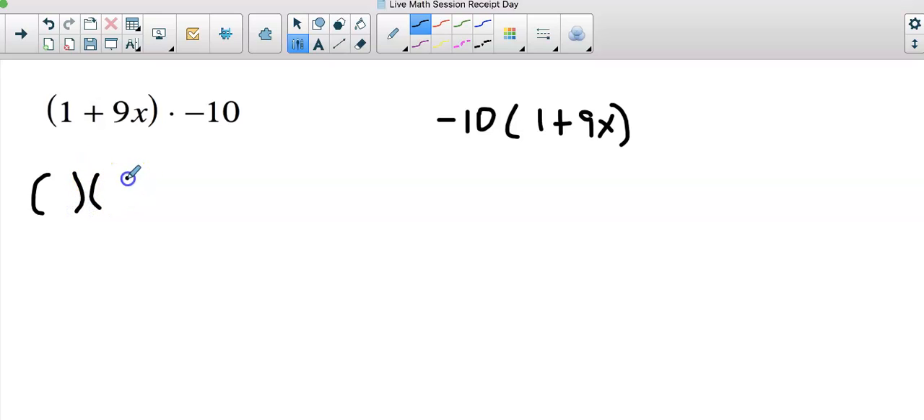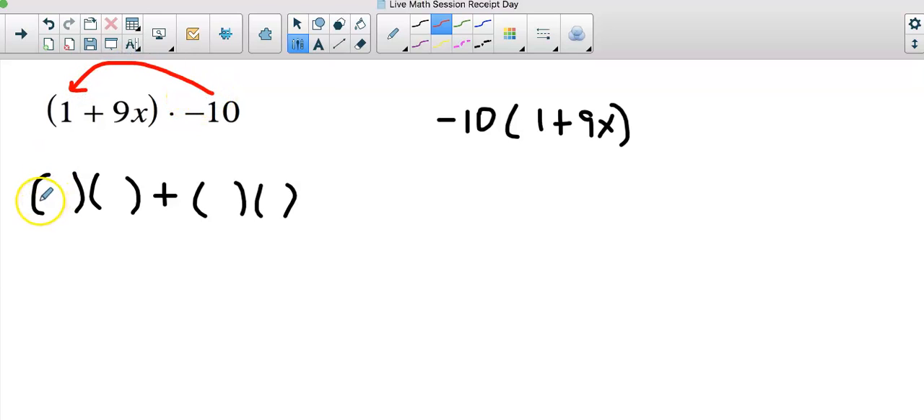So I'm going to start by drawing my set of parentheses and then another set of parentheses. And then I'm going to show you that we are multiplying the negative 10 by 1. So negative 10 is being multiplied by positive 1, and we get negative 10 because a negative multiplied by a positive is a negative.